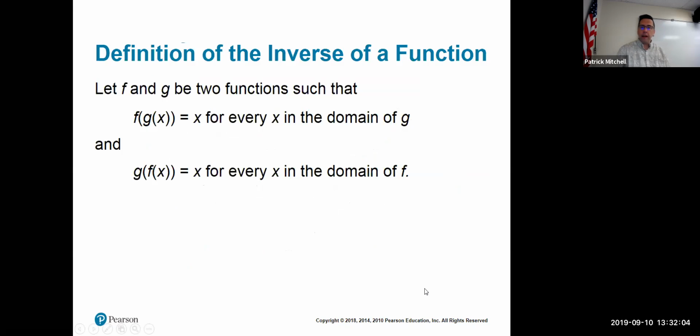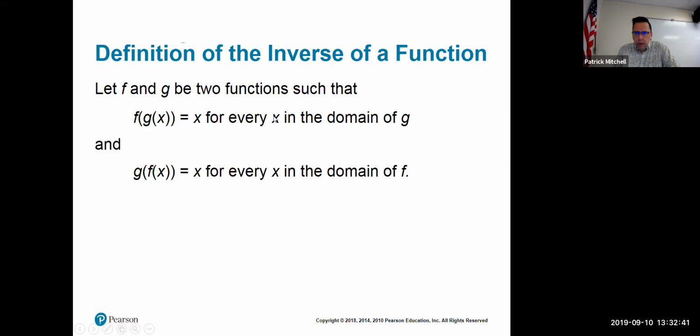And that's what you see right here. So if f and g are two functions such that not only is f of g of x equal to x for every x in the domain of g, so there may just be certain values of x that make this work, so it has to work for at least those values. And not only that, but g of f of x also has to equal x for every x in the domain of f. So f and g may not have the same domain.